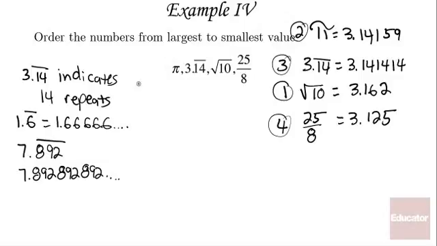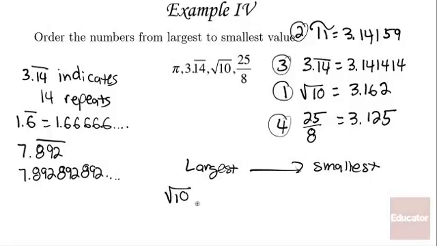Now, I go back to what they asked me. They asked me to order the numbers from largest to smallest. Therefore, from largest to smallest is going to be, my largest number is going to be the square root of 10. Then I'm going to go to pi. After that, it's 3.14 repeating. And then finally, 25 over 8.